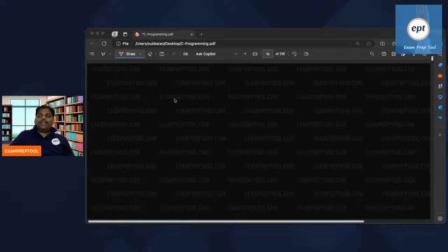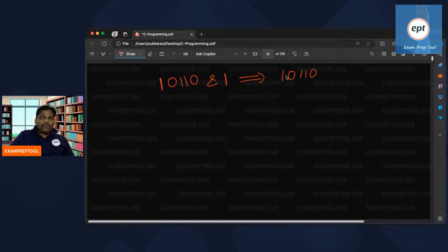Now, can you help me? What is the answer of this? I'm expecting an answer. Is there anyone who can help me? 1 0 1 1 0 AND operator 1. Remember, it is a bitwise AND. It became 1 0 1 1 0 1 0 1 1 0. This is 1. Remaining things are zeros, which will become 0.